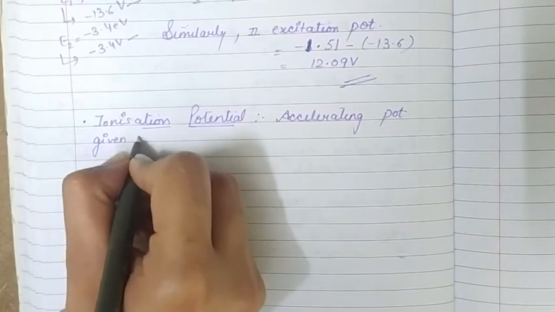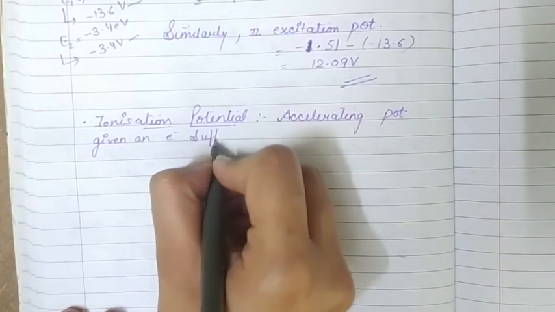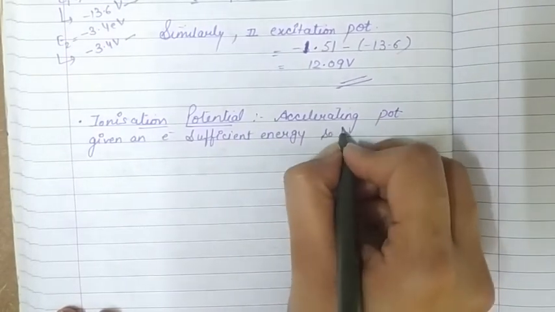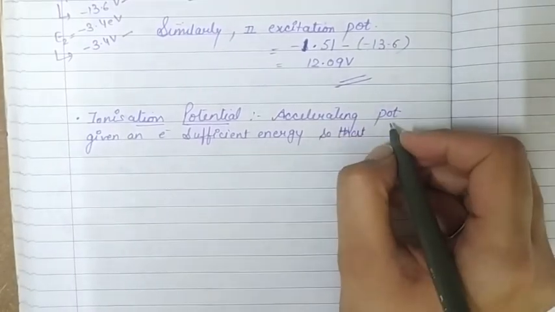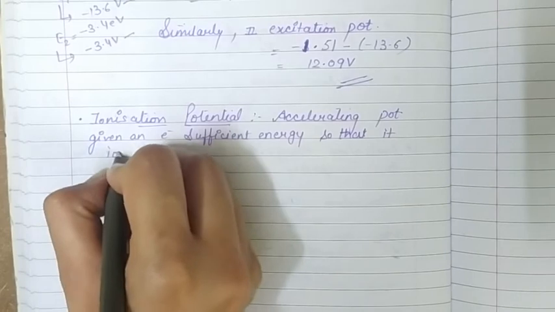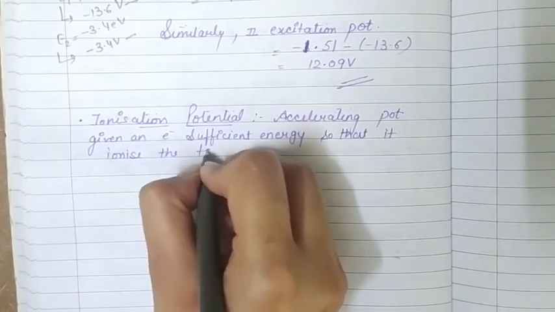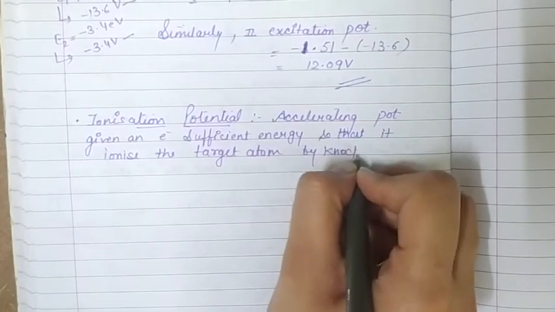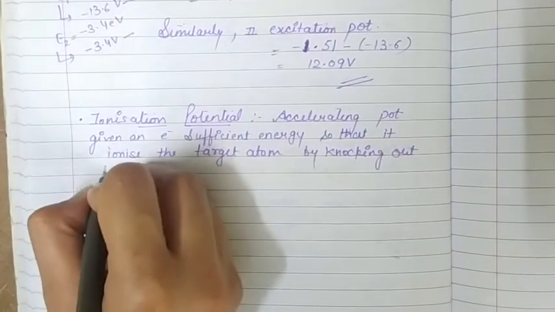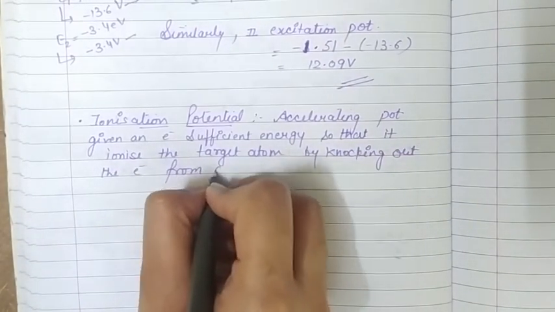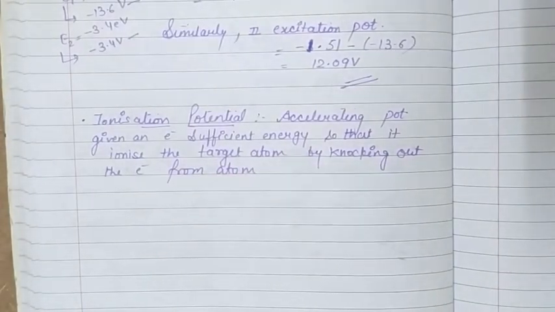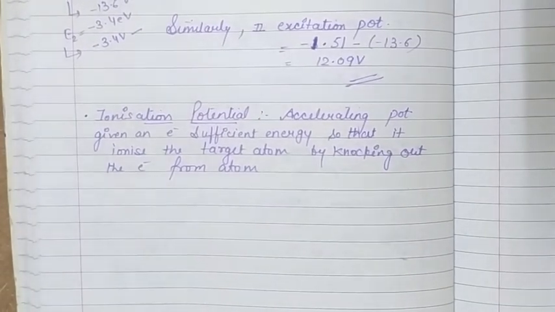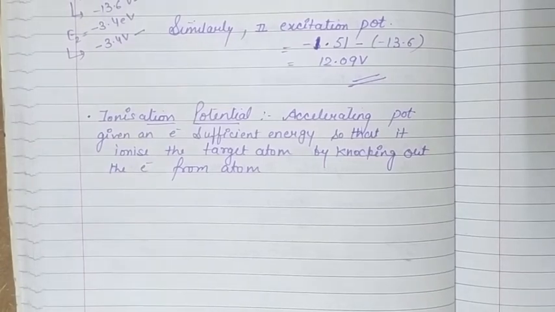So it is again the accelerating potential that gives an electron sufficient energy so that it ionizes the target atom by knocking out the electron from the atom. So in this case, the electron will go completely out of that atom, and that's why the final potential, the potential at the final state, will be 0.